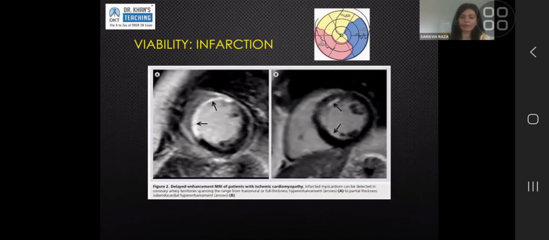This is what I meant with viability. The image on the left, you can see subendocardial. So the word you're looking for when you're looking for ischemic cardiomyopathy or ischemic scar, the scar starts from the subendocardial or the innermost part of the myocardium. It starts from here always. That is the hallmark of it being able, or us being able to label it as ischemic.